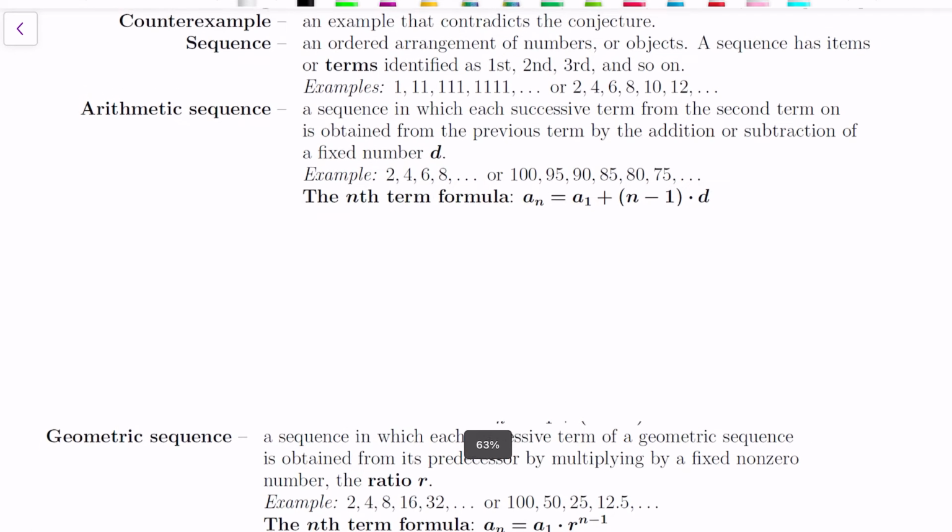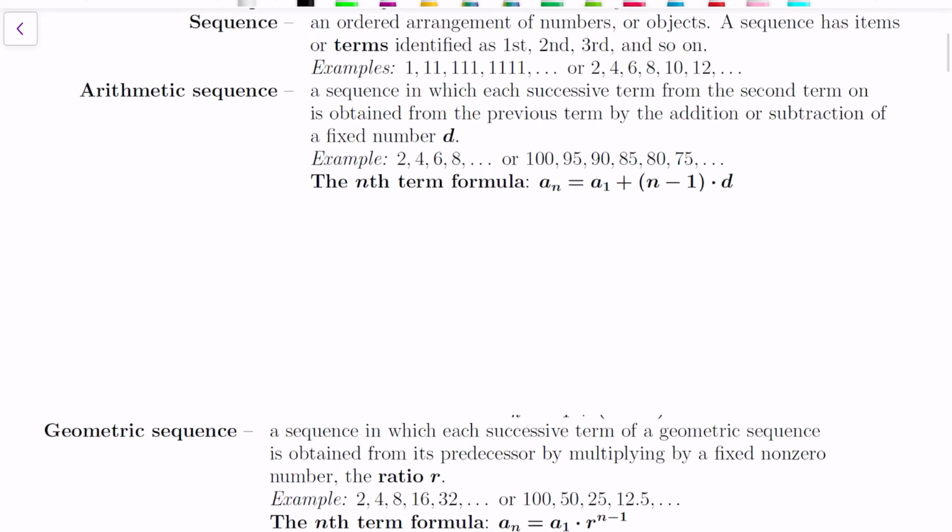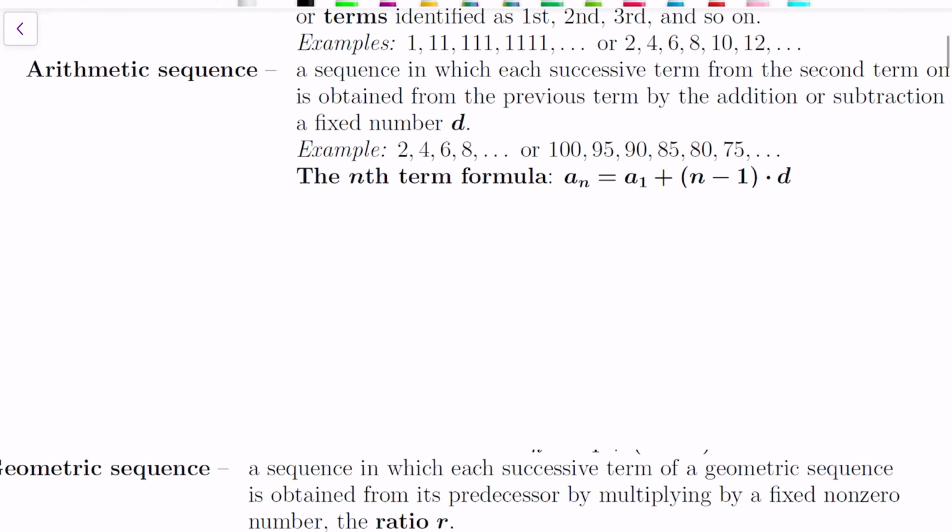It's a sequence in which each successive term is obtained by adding a fixed number, let's call it d to represent the difference, to the predecessor, right? So basically, for example, if you look at this one, it is an arithmetic sequence because the first term of the sequence is 2, and then by just adding 2, you move along the terms. So 2 plus 2 is 4, 4 plus 2 is 6, 6 plus 2 is 8, 8 plus 2 is 10, and so on and so on.